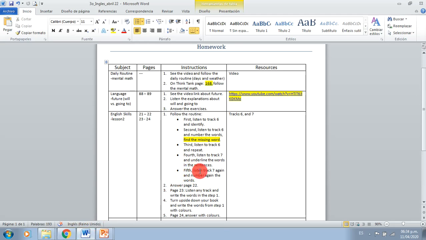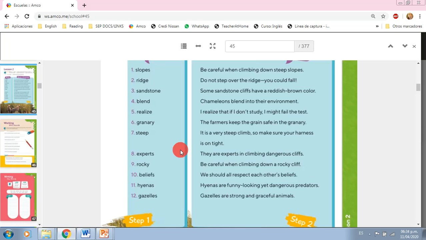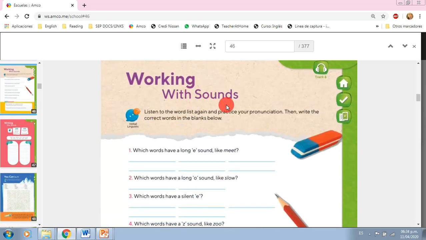Fifth, listen to track 7 again and number the words again. Why again? Because remember, track 6 and track 7 have a different order. When you finish that, we are going to answer, working with sounds.